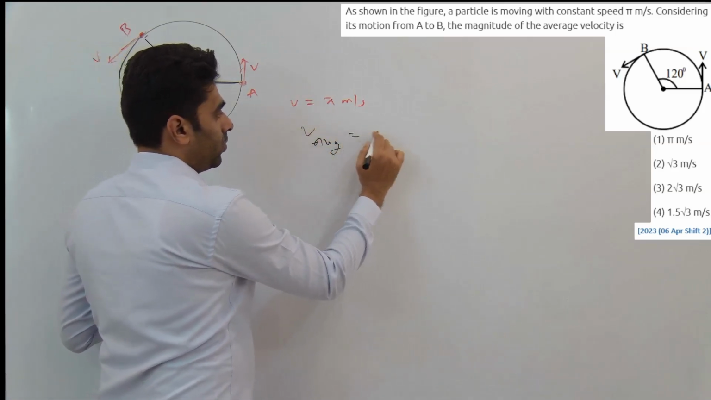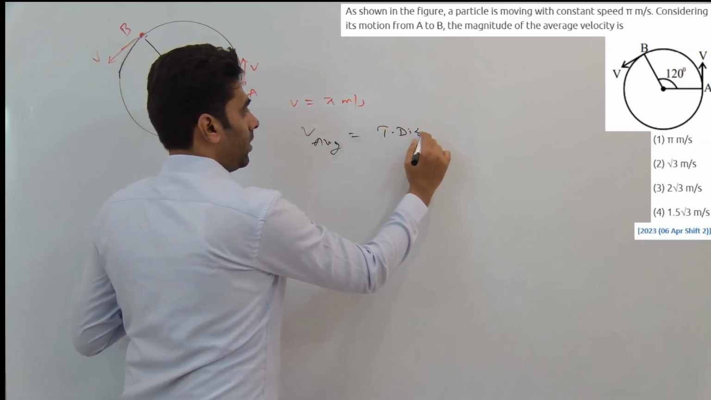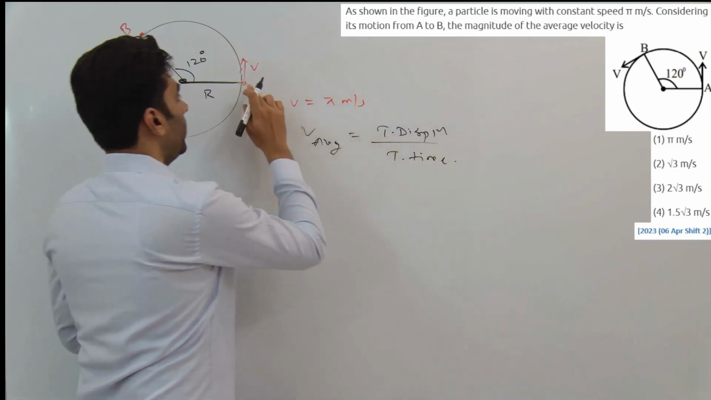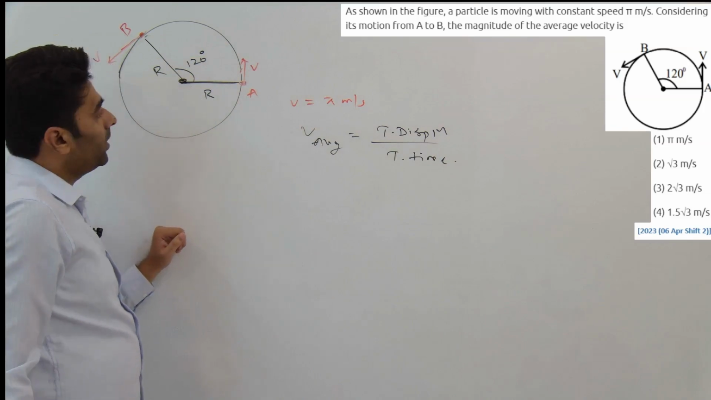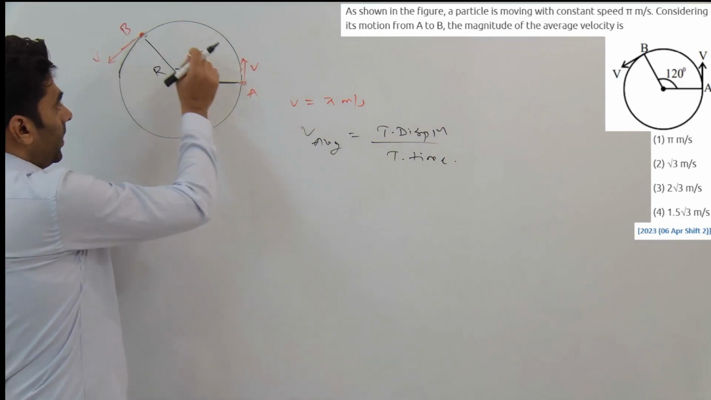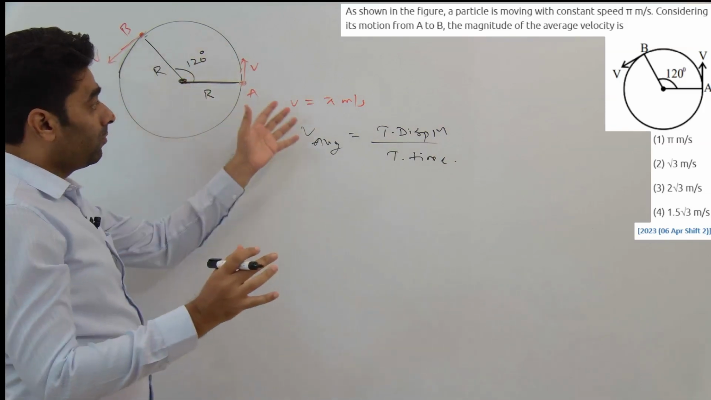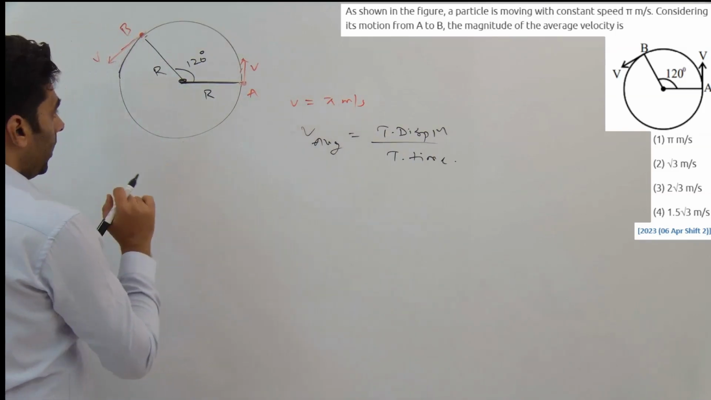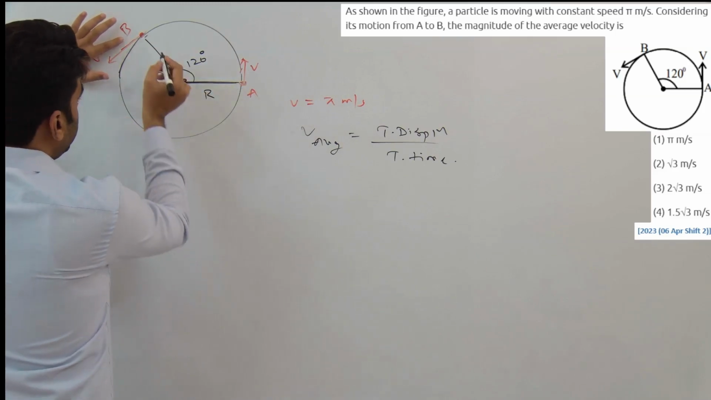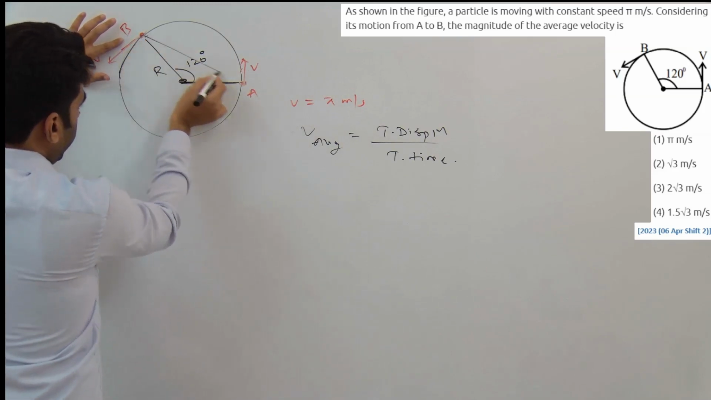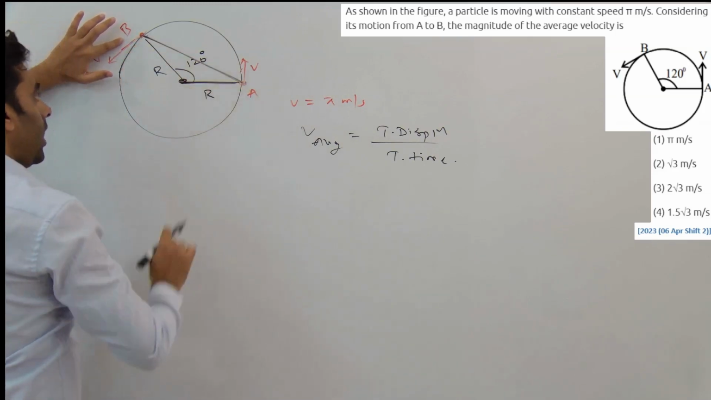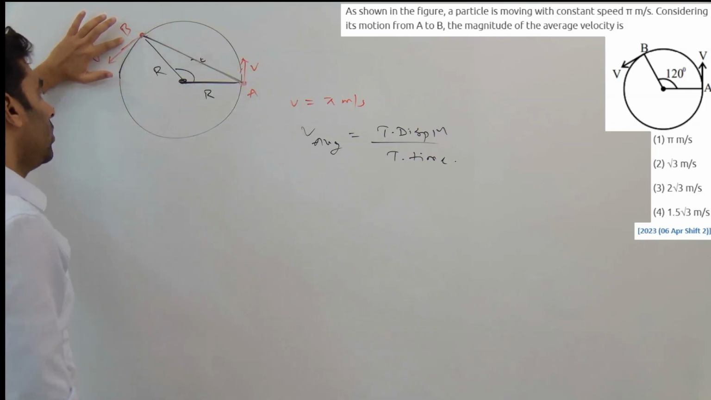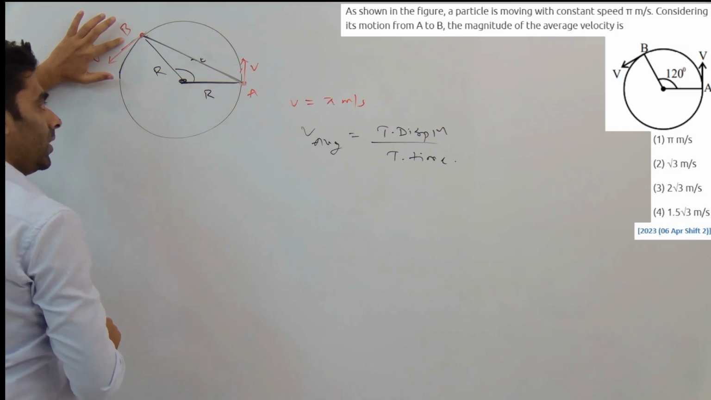Now, from A to B, what is our average velocity? Average velocity is total displacement by total time. So basically we need to find out the displacement when it moves from A to B and the time taken when it moves from A to B in terms of v, because v is what is given to us. So how to find this? For the A to B displacement, let me join the line A to B. How to find the displacement? It is basically the shortest distance between A and B. So this total angle is 120 degrees.